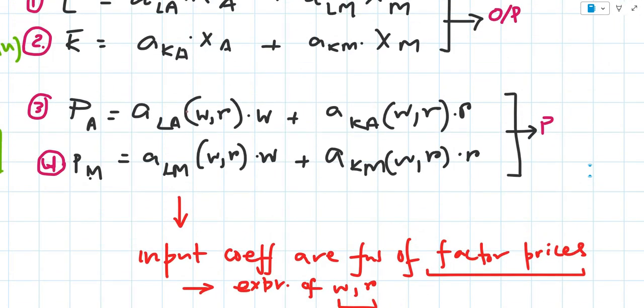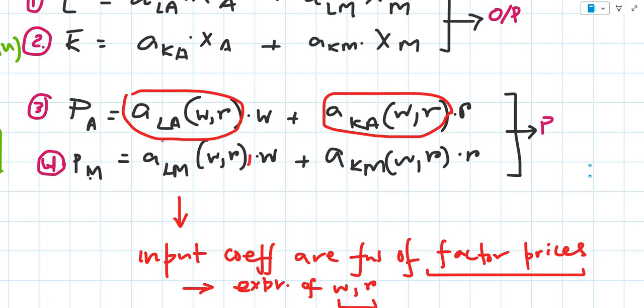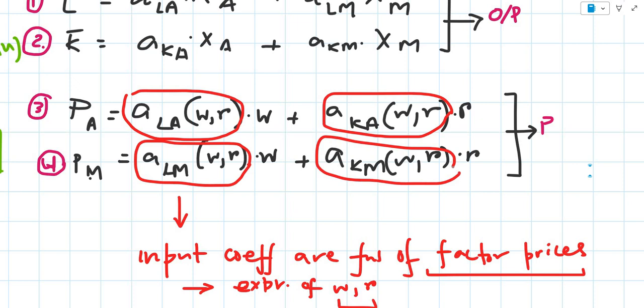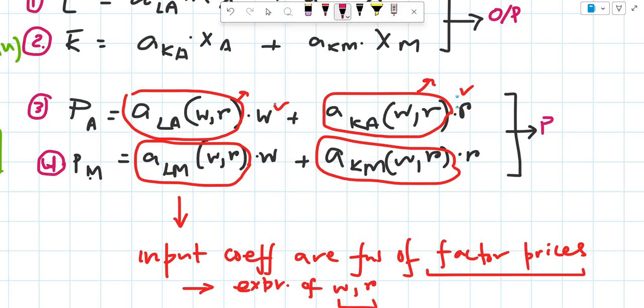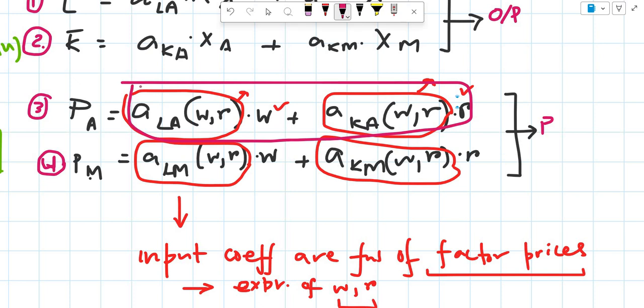So what does that imply? That implies that this entire thing that I have written here is actually an expression in W and R. Similarly, this is also an expression in W and R, and so is this. So if you look at the right hand side of the two equations, this is an expression in W and R, this is an expression in W and R, and you have W and R on this side. Doesn't that mean that this entire section is an expression in W and R?